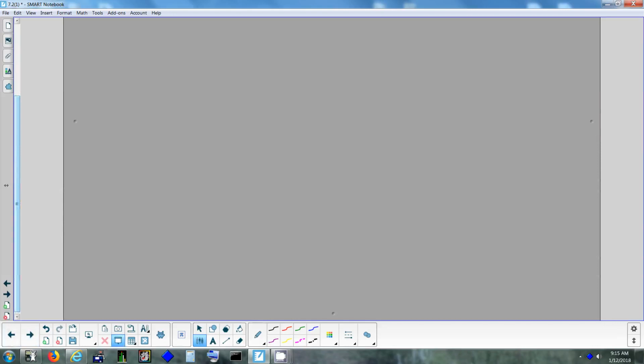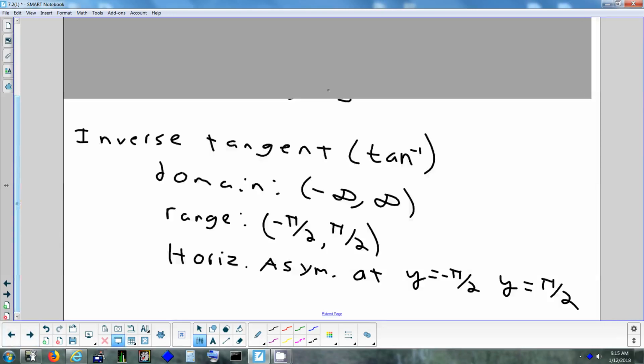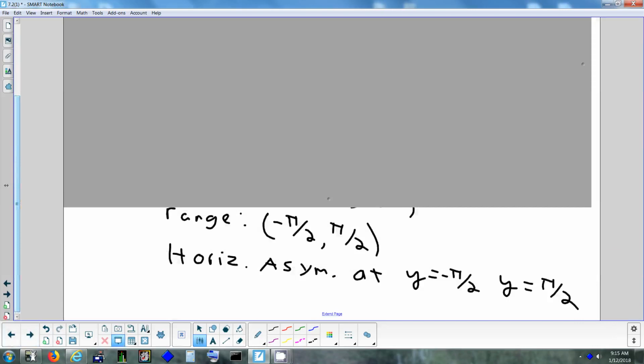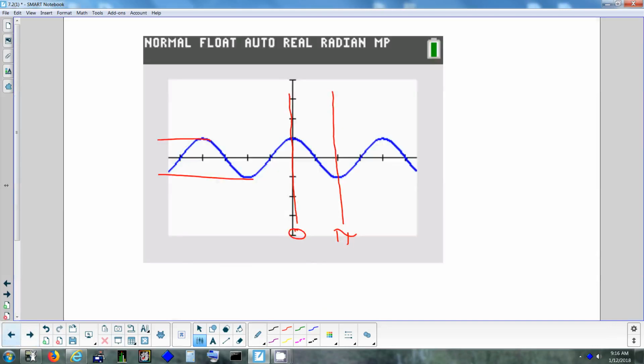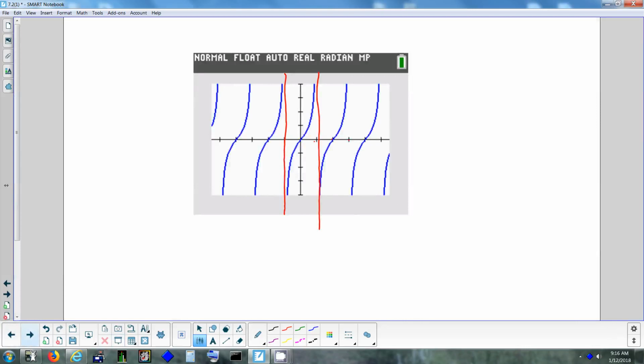Okay, so here's my range. Negative pi over 2 to pi over 2. Notice the parentheses because I can't include them. They're vertical asymptotes in the original. And in the inverse, remember, y's become x's and x's become y's. So in the original, you have vertical asymptotes. In the inverse, they become horizontal. Vertical, they turn to horizontal. So the graph of inverse tangent kind of looks something like that.